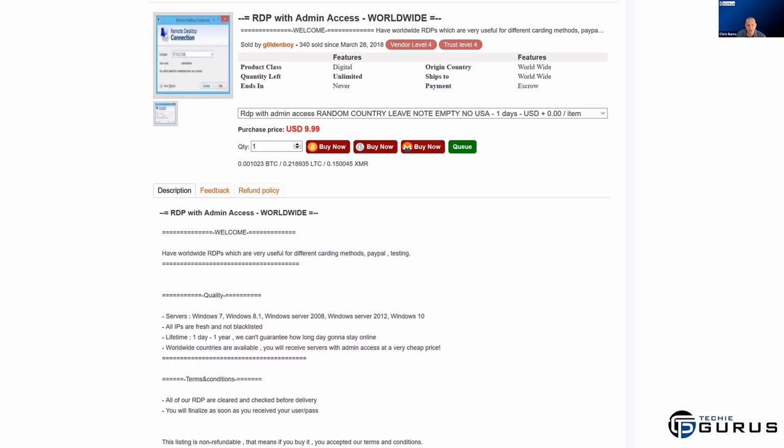So for $10, you can buy an IP address. You want to buy 10 IP addresses? It's going to cost you $100. But he guarantees that at least for one day they're not going to be blacklisted and they're fresh.